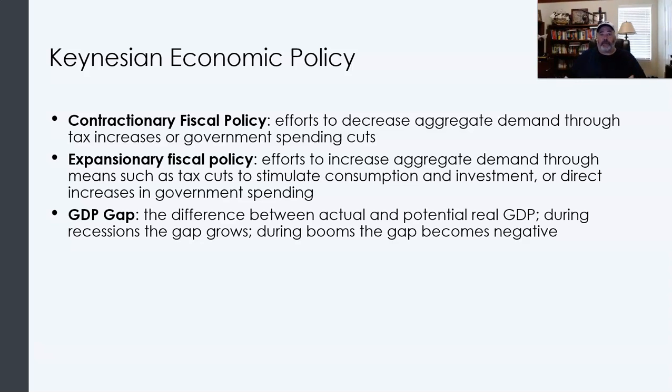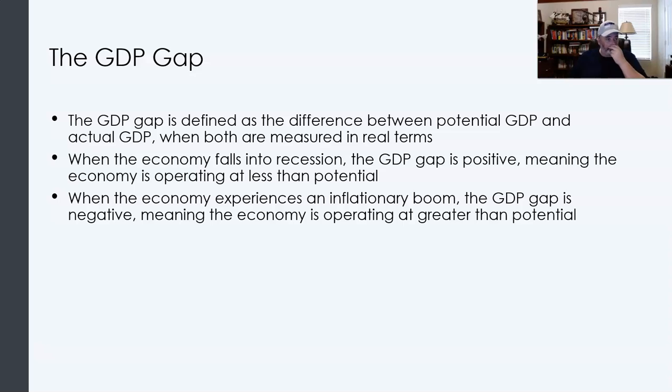How do you close a GDP gap, right? Well, you close a recessionary gap through expansionary fiscal policy, and you close an inflationary gap through contractionary fiscal policy. All right.